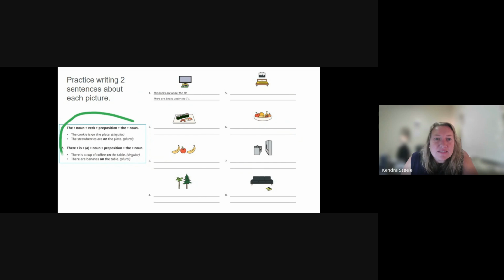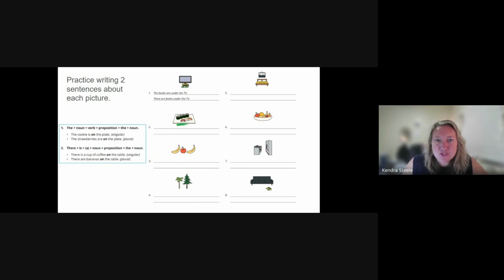Here are the sentence frames again, just in case you want to still see those. We're going to talk about these pictures. Let's look at number 1, which is an example. The books are under the TV. There are books under the TV. There's our 2 sentence frames. We said the same thing, but in 2 different sentences.